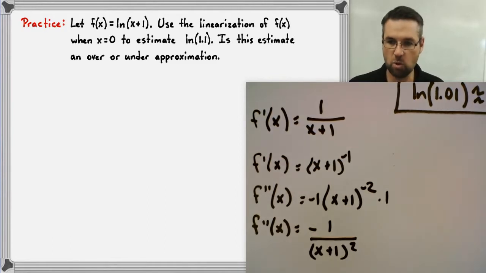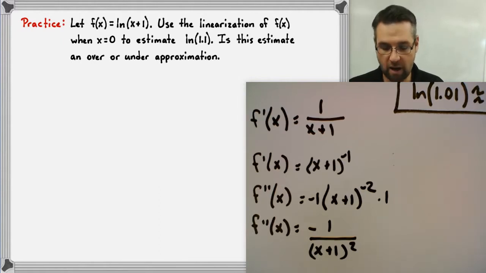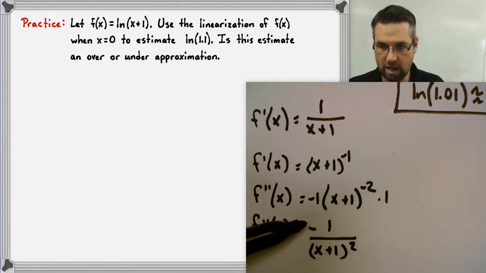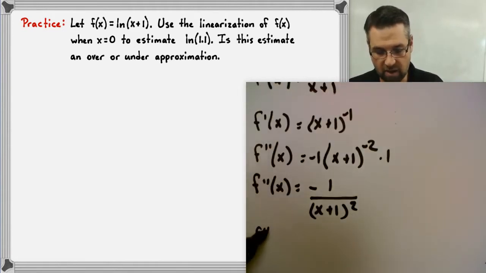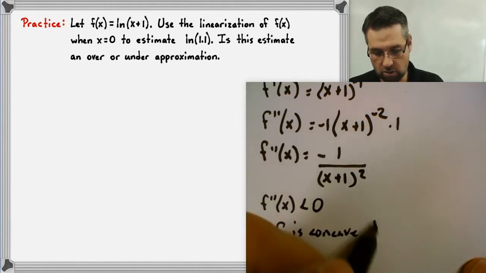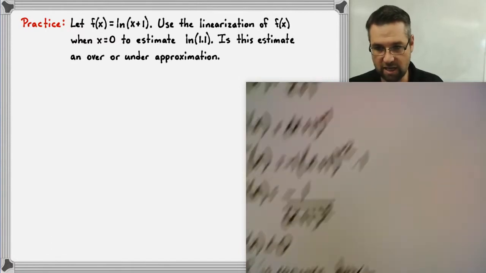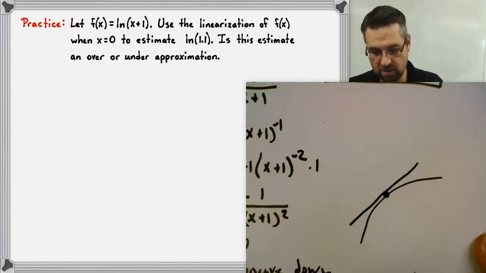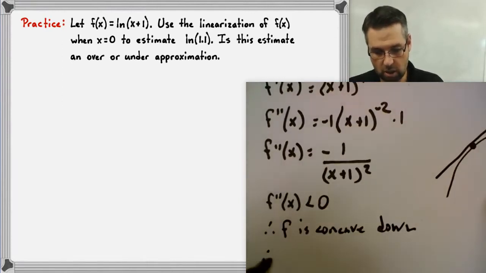And so we ask ourselves, well, what is our second derivative? Well, in this case, no matter what number I plug in for x, the denominator is always going to be positive because I'm squaring, and the numerator has a negative value. So I can conclude that f double prime of x will always be less than 0 or always be negative. As a result of that, f is going to be a concave down function. And if we visualize this, if we have a concave down function, then the tangent line is going to be on top of it, which produces an over approximation.